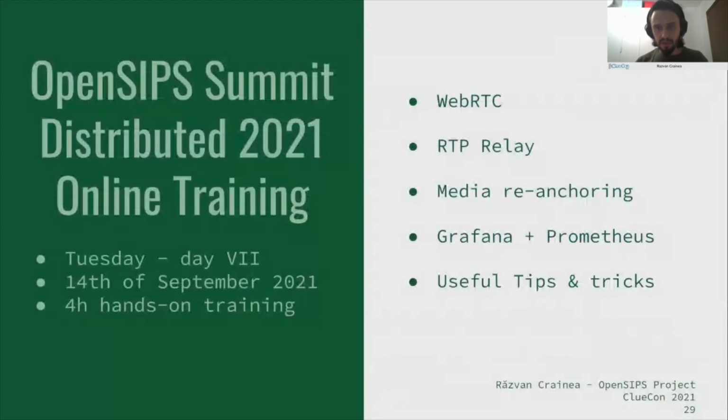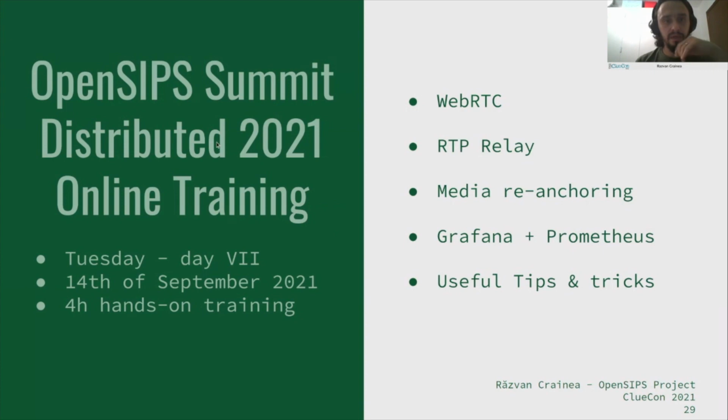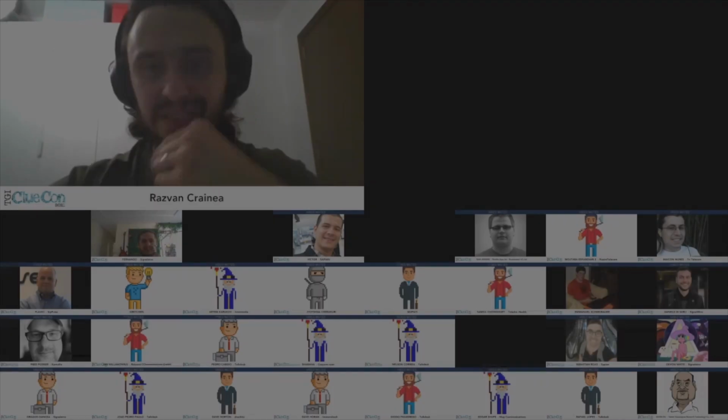These are the resources that I used for this presentation. We had a training about this, and we will also take this training on Friday, so make sure you don't miss our training. It's about WebRTC, RTP relaying, media re-anchoring, Grafana and Prometheus, and other useful tips and tricks. Thank you very much for hopefully bearing with me so far. If you have any questions.